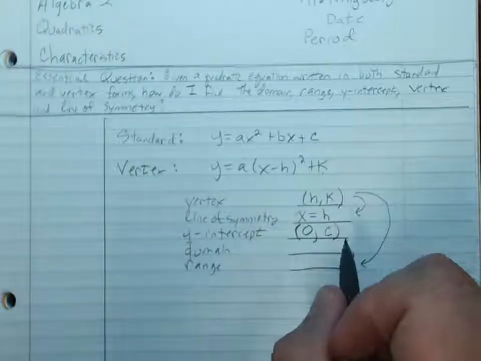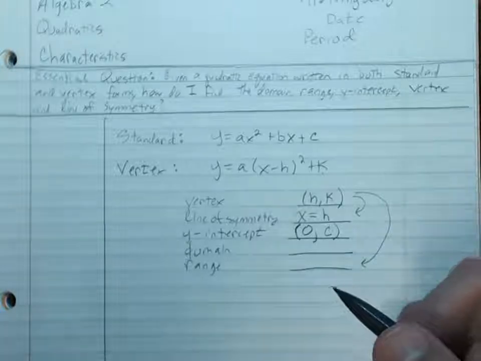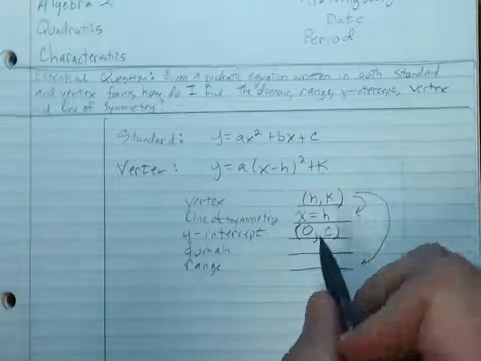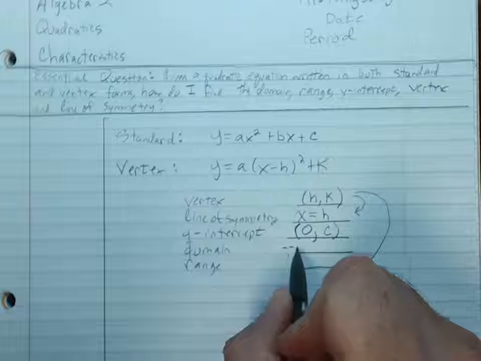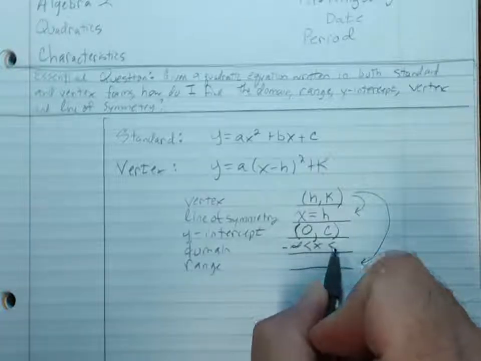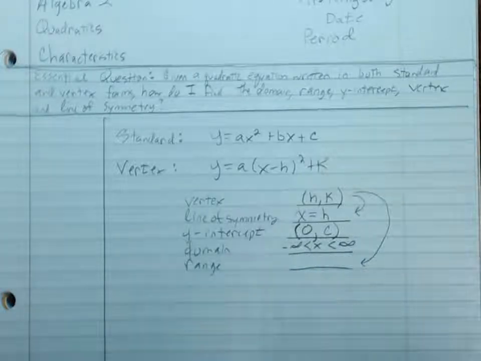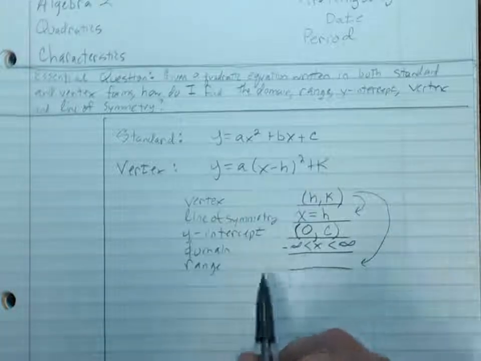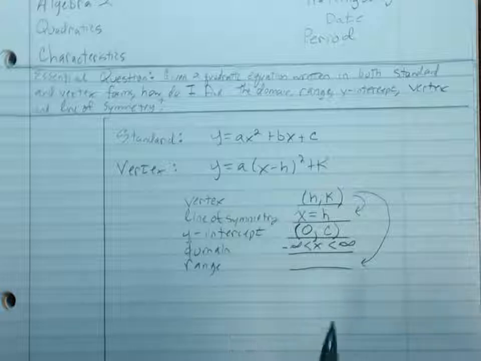For all parabolas, which is what the graph of a quadratic equation is called, the domain is simply negative infinity less than x less than infinity. That will not change, not for any of the ones we're going to look at. So there's no interpretation, just memorize that. Copy it down, rewrite it.